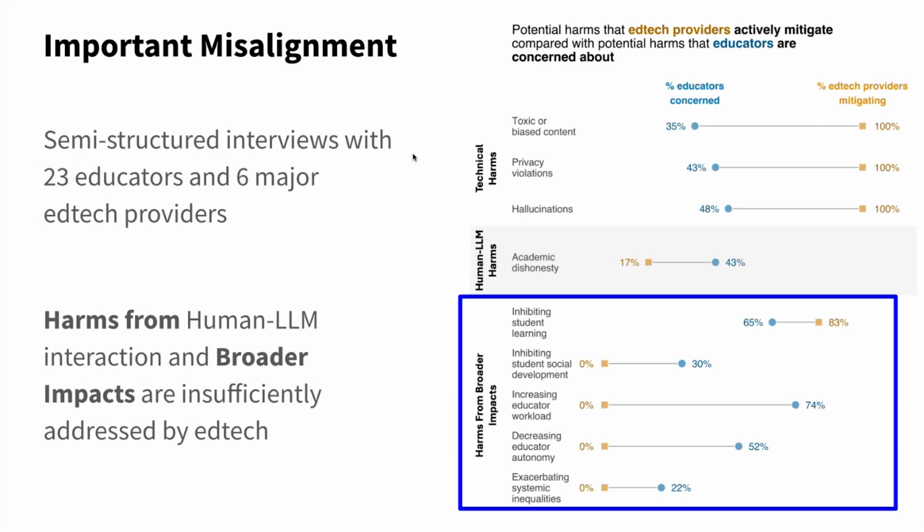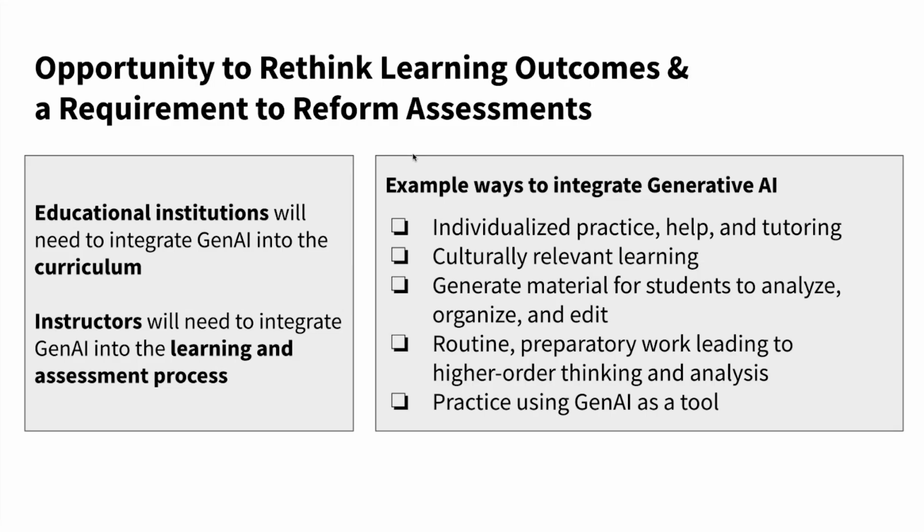But I want to come back to the other part that Emma identified in her great study here, which is that of broader impacts, the other things that educators are really concerned about. In particular, it highlights that there's an opportunity for rethinking learning outcomes and a requirement for reforming assessments, right? Educators are concerned about students learning less, about students not developing the right skill sets anymore because they're circumventing learning. And so, I do believe that educational institutions will need to integrate generative AI into the curriculum. I think that's inevitable. And instructors will need to integrate it into how they structure learning and assessment processes.